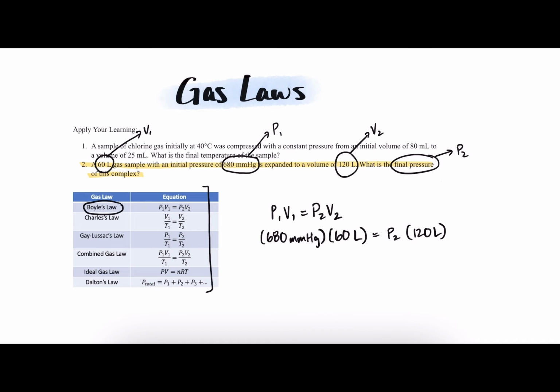So let's just simplify as we would with any other algebraic equation now. We have 680 times 60 on the left to get 40,800 equals 120 P2. Divide both sides by 120. And we find that P2 is equal to 340, and since it's pressure, we know that it has the same unit as our first pressure, which is millimeters of mercury. So the answer to question number 2 is 340 millimeters of mercury.